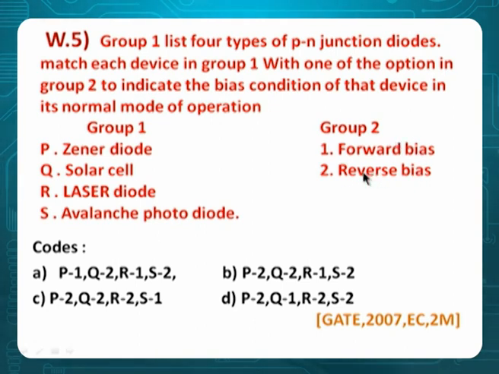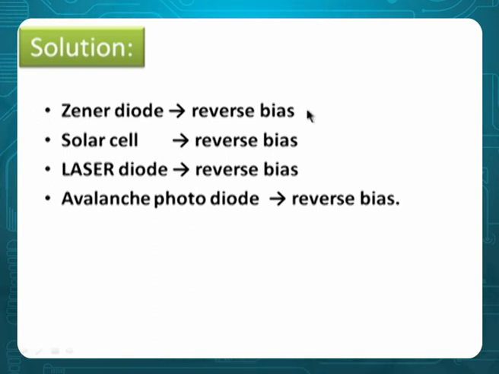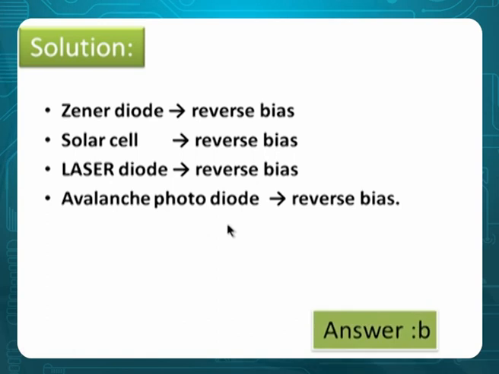Please remember, most of the diodes in general are by default reverse biased. This was also asked in the GATE exam for 2 marks. Look here: Zener reverse bias, solar cell reverse bias, laser reverse bias, avalanche also reverse bias. We know the avalanche effect is generally in reverse. So most of the diodes are in reverse bias. This is the option. The option is B.